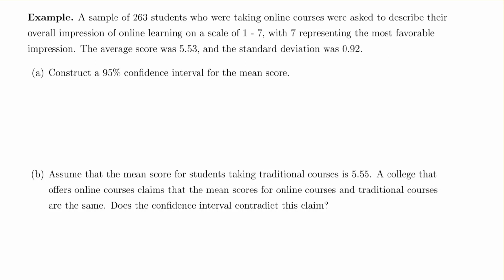Standard deviation is 0.92. Now, from the way this is phrased, this is the average score from the sample, standard deviation from the sample. So extracting this information, I get the sample size is 263. Sample average is 5.53. Sample standard deviation is 0.92. Okay. Construct a 95% confidence interval for the mean score.